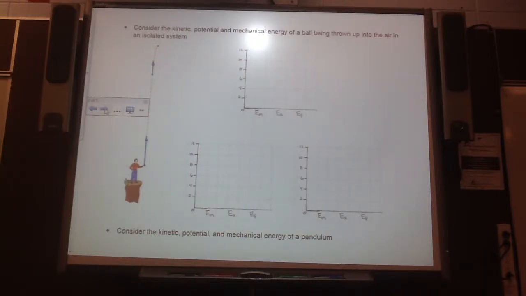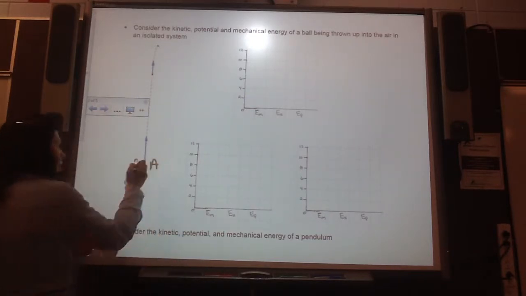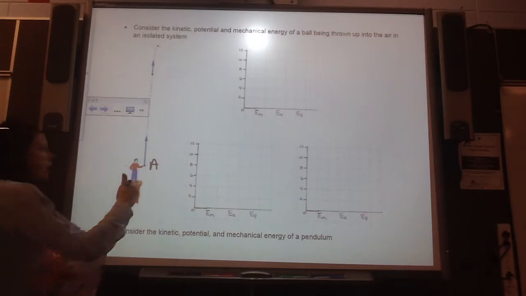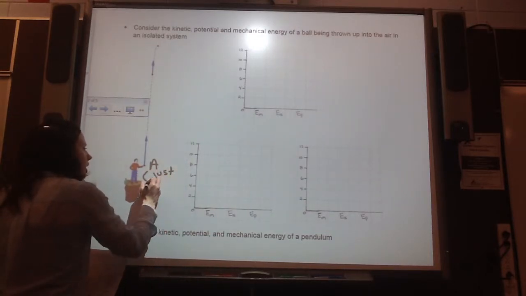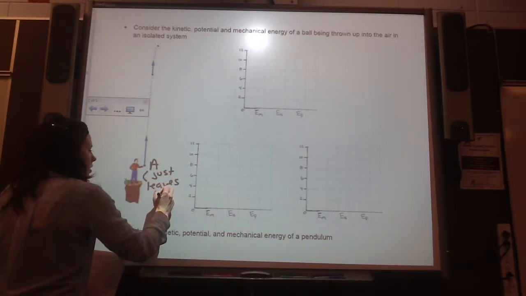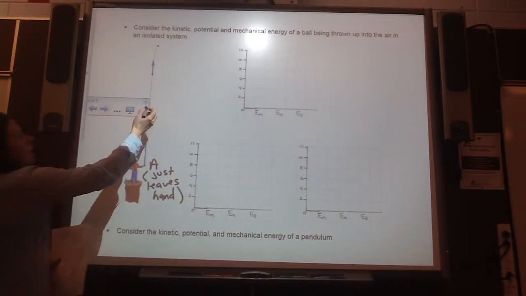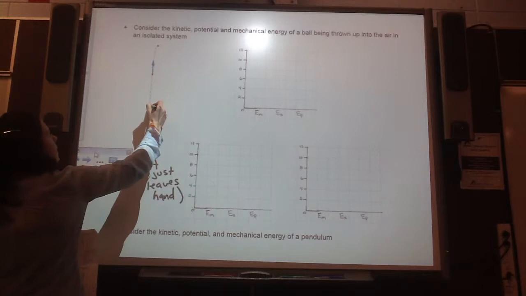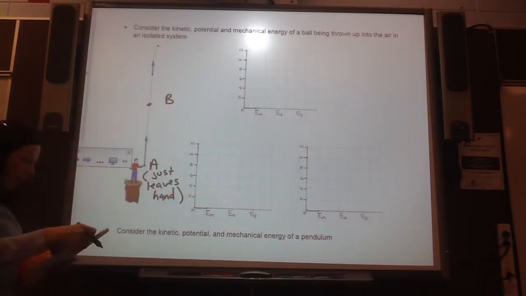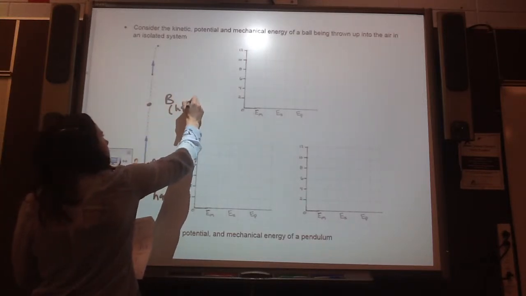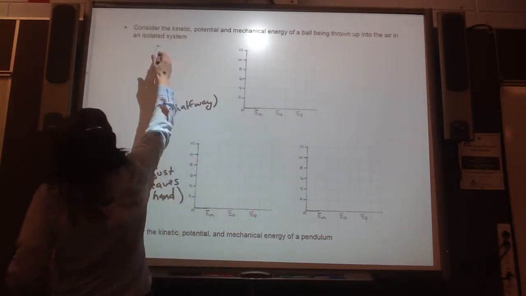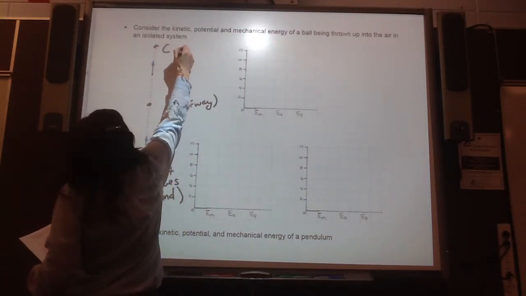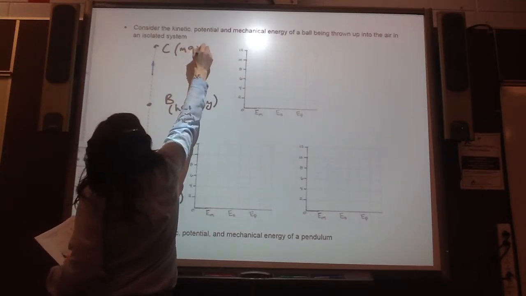Okay, so let's think about tossing up a ball. Let's say I toss up the ball, and here's point A, and we'll say this is when it just leaves the hand. Then let's pick a middle point and say that's point B, midway or halfway. And the last one is C, the maximum height.